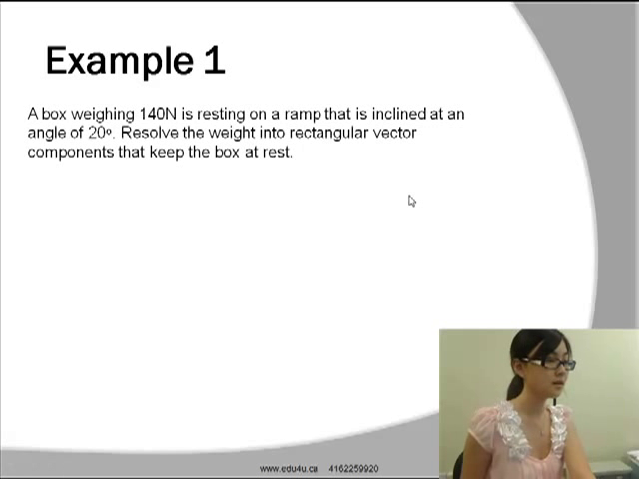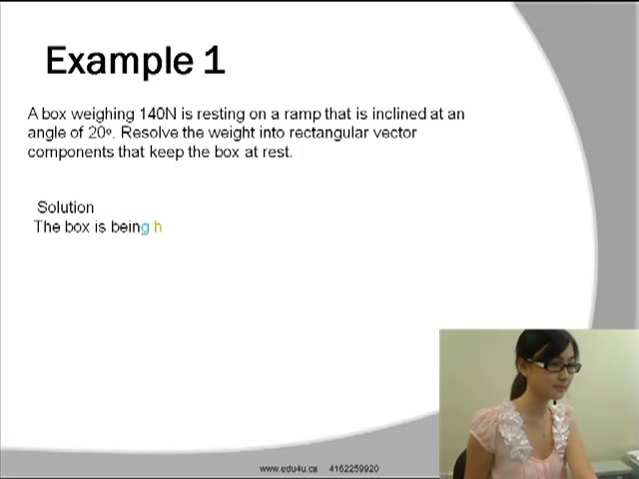Now let's take a look at example 1 from your learning resources. A box weighing 140 newtons is resting on a ramp that is inclined at an angle of 20 degrees. Resolve the weight into rectangular vector components that keeps the box at rest.